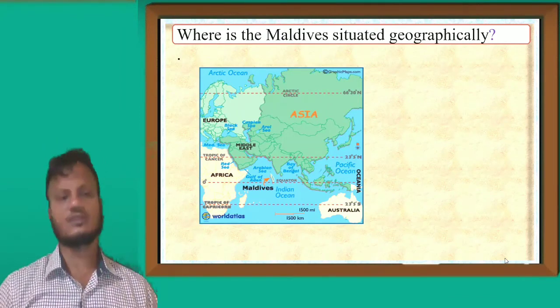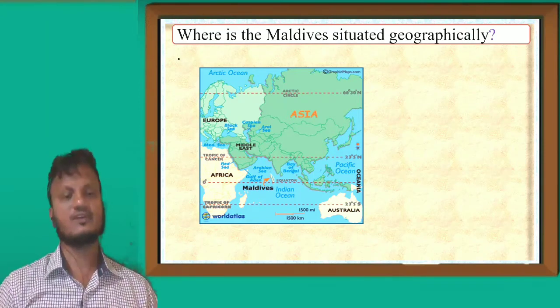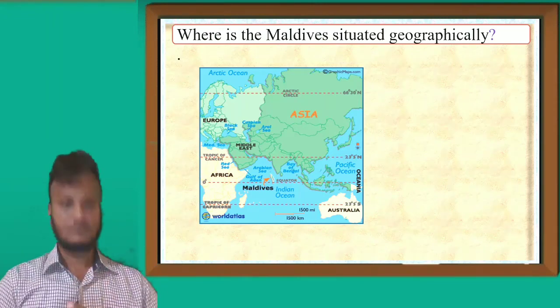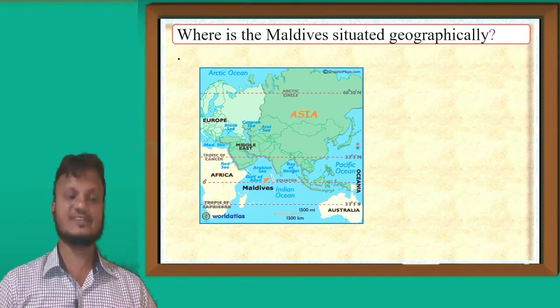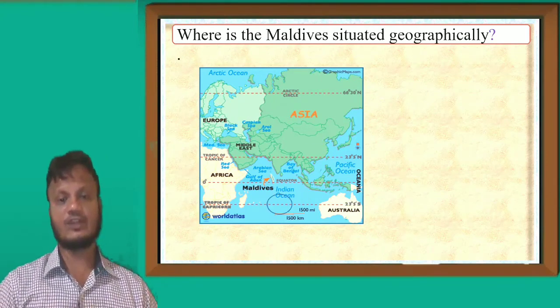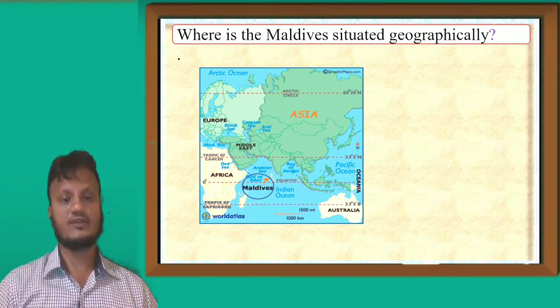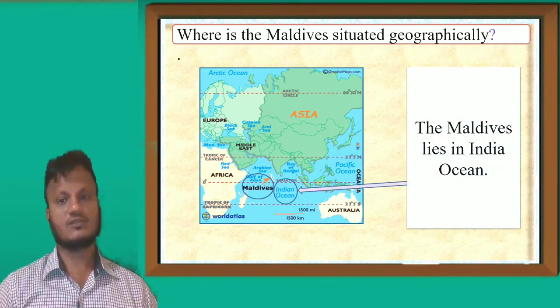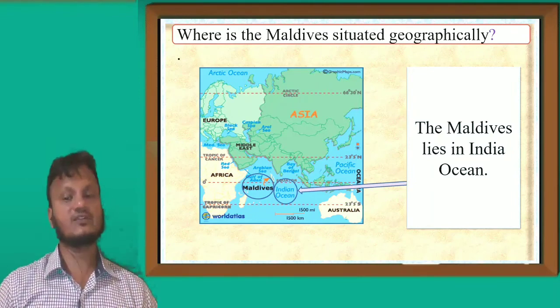Okay, number one, where is the Maldives situated geographically? Look at the screen, dear learners. In the screen, you can see a map of Asia continent. Now you look at here. This is Maldives. Okay, and it is situated in Indian Ocean. That means Maldives lies in Indian Ocean.